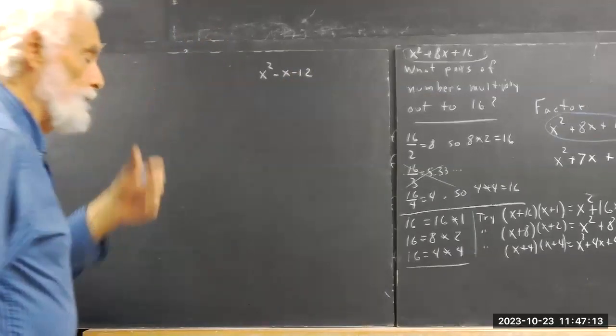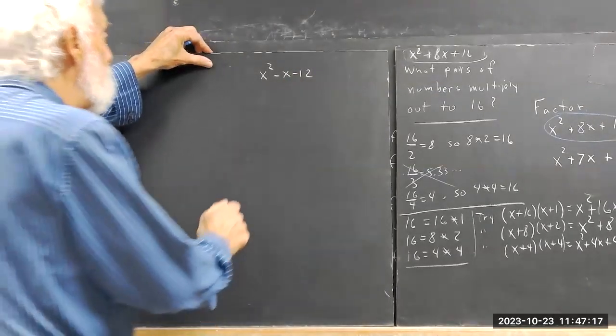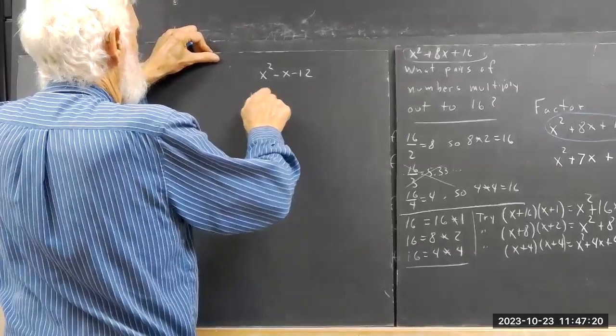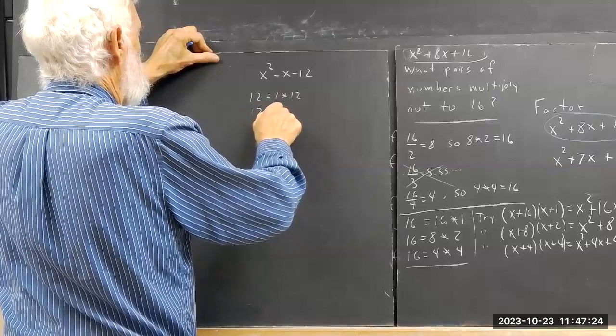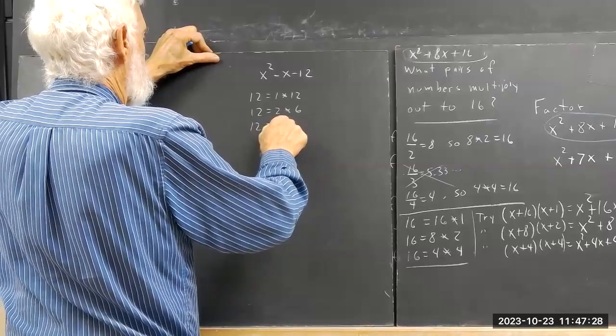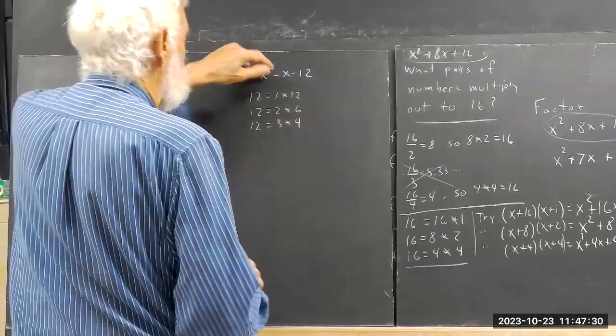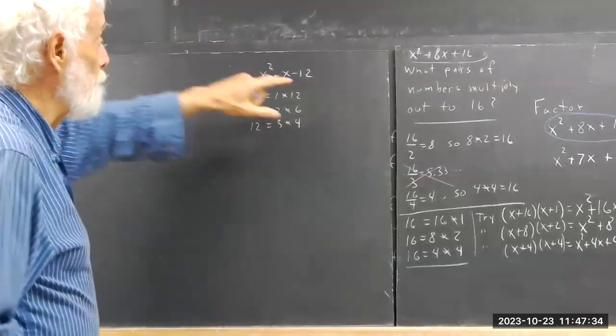Okay, so let's try x squared minus x minus 12. Now we already know that 12 equals 1 times 12, 12 equals 2 times 6, 12 equals 3 times 4. And there are no other pairs of numbers that give you 12. Now, of course, we need minus 12.